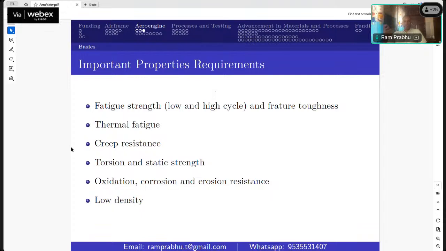Low cycle fatigue, high cycle fatigue, fracture toughness, thermal fatigue. Creep, stress rupture properties. Of course, your basic strength and torsional properties are needed mainly for the simulation. And oxidation, hot corrosion, hot erosion, and most importantly, density should be as low as possible so that the total weight of the engine is reduced.